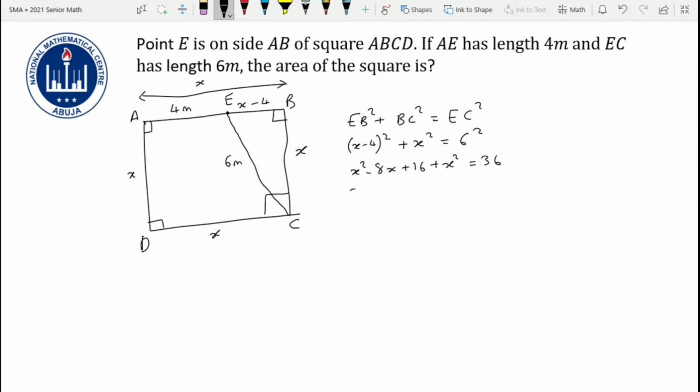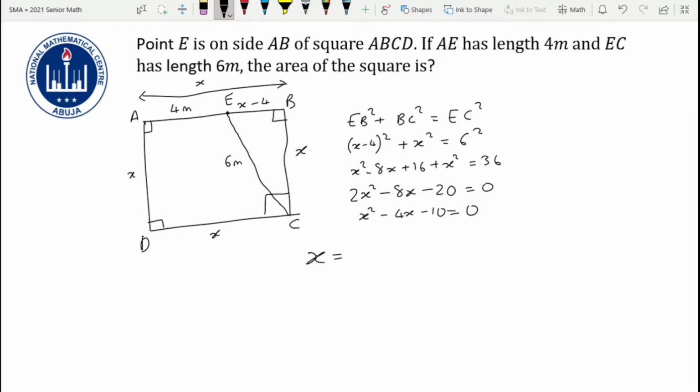So the x squares come together to give us 2x squared. Then we have minus 8x. Then 36 comes to this other side, and we have 16 minus 36, which is minus 20, equals 0. And we cancel 2 from everything. We have x squared minus 4x minus 10 equals 0. We can go ahead and use the quadratic formula to find the value of x.